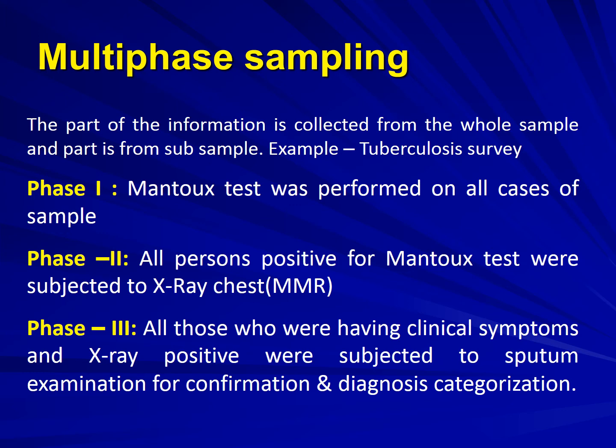This sampling technique is useful when data is required on various items on the selected units in the sample, and the cost of collection of data on a few items is very high. Then we use this method of sampling. In this method, information on items is collected in phases.